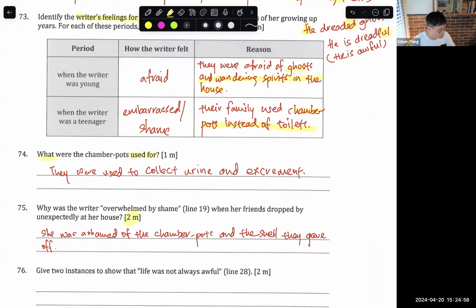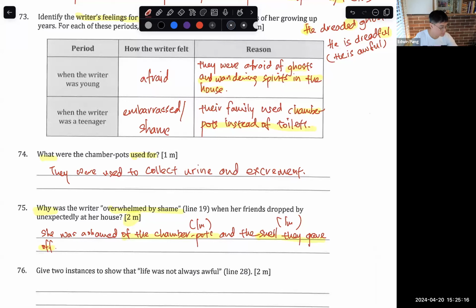What were they used for? Why was she overwhelmed with shame? So there are 2 reasons, right? She was ashamed of the chamber pot and of the smell they gave off. So 1 mark here, 1 mark here. That's how you get 2 marks.